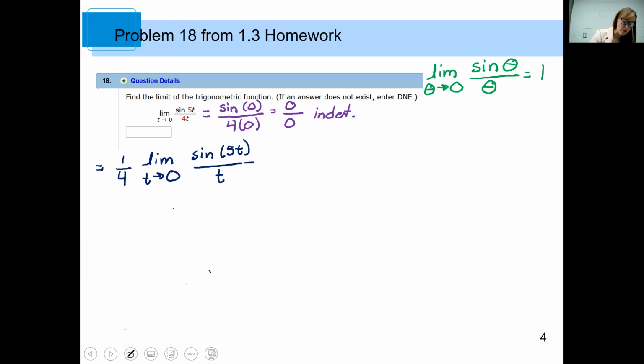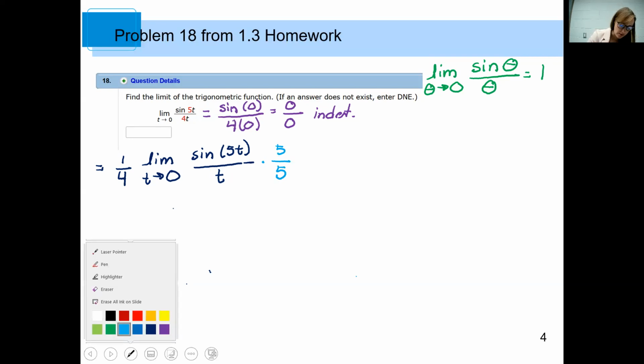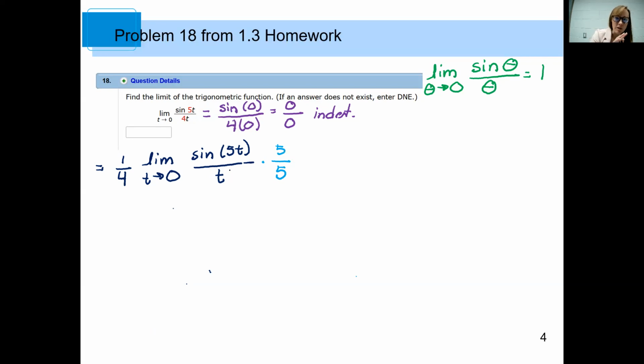But I can use my well-chosen 1 technique to get a 5t in the denominator. So I'm going to actually multiply numerator and denominator by 5. And so 5 over 5 is 1. We're just changing the way that it looks. In the numerator, I'm going to factor that out. I'm not even going to bring it within what I'm taking the limit of. So I'm going to bring that 5 out front. I have then a 5 over 4 times the limit as t goes to 0 of sine of 5t, and then the other 5, I'm going to leave that in the denominator. So then I have sine of 5t over 5t.